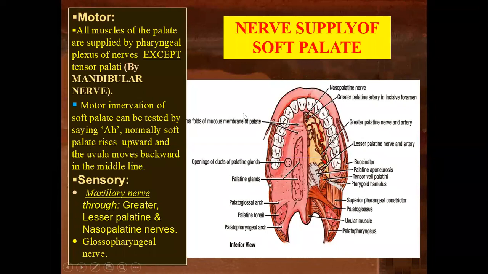Coming to the sensory supply, it is by the maxillary nerve, through the greater palatine as well as lesser palatine nerves, as well as the glossopharyngeal nerve. So this is the sensory nerve supply of the soft palate.